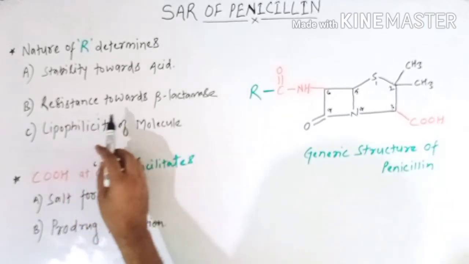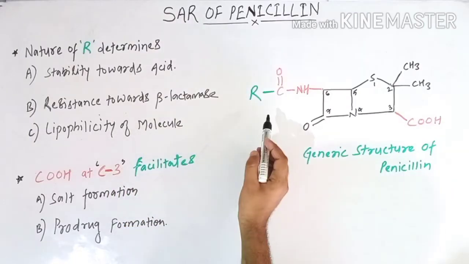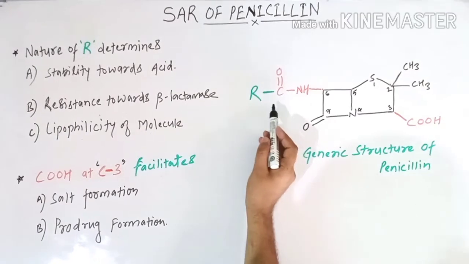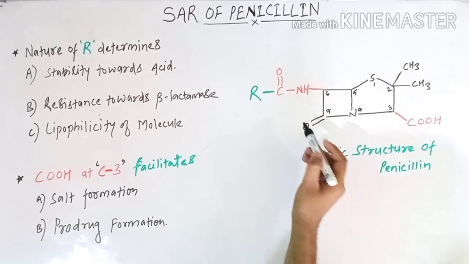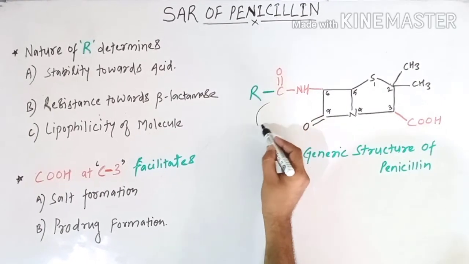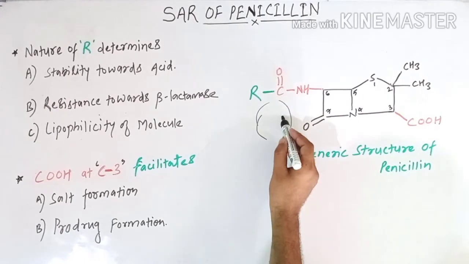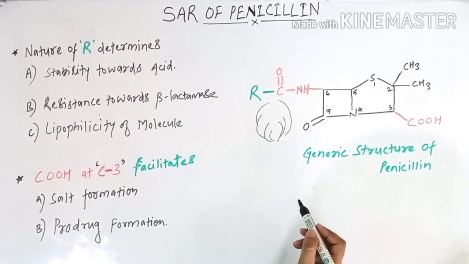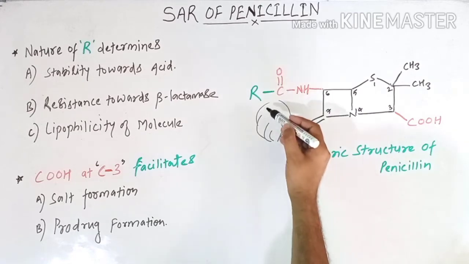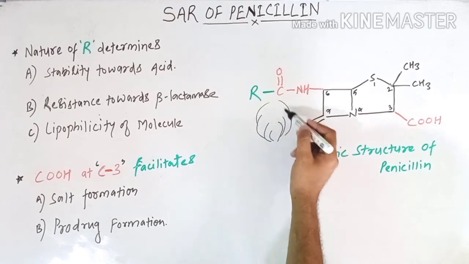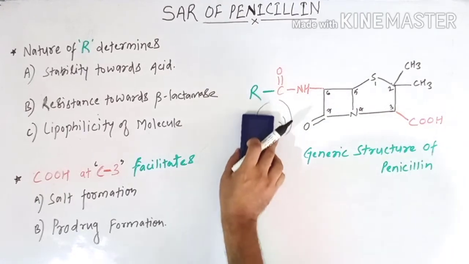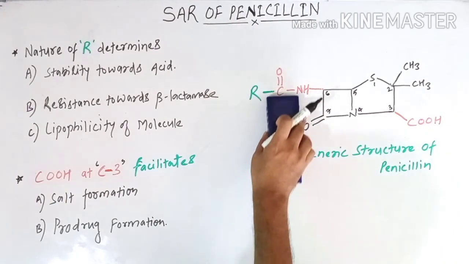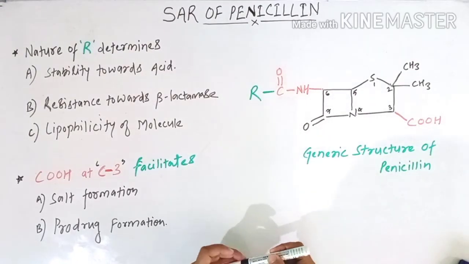Now the second one, resistance towards beta lactamase. So it was observed that the higher the steric hindrance of this R group around this beta lactam ring, meaning around this area, the higher will be the beta lactamase resistance. So how can we create steric hindrance at this point, or at this area, or at this location? Steric hindrance can be introduced by attaching a bulky group.